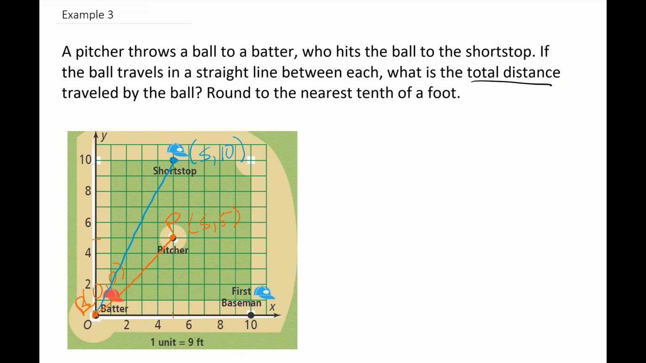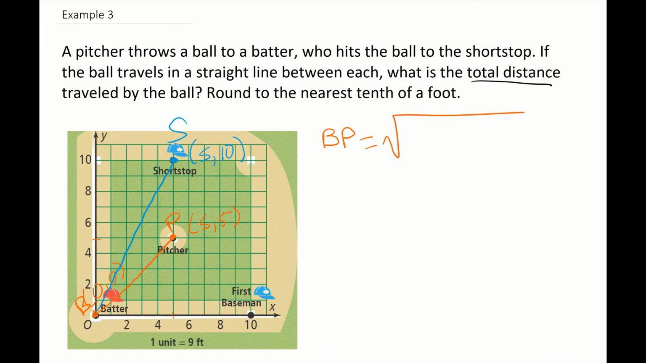Okay, so now we're going to find the distance from B to P on the line segment. So we're going to do BP, and we're going to use the distance formula. Remember, if we want to find the total distance, we have to add the BP, and then we have to add the blue. So we add the orange and the blue parts to get the total. And let's call this point right here S for the shortstop. All right, so let's do BP.